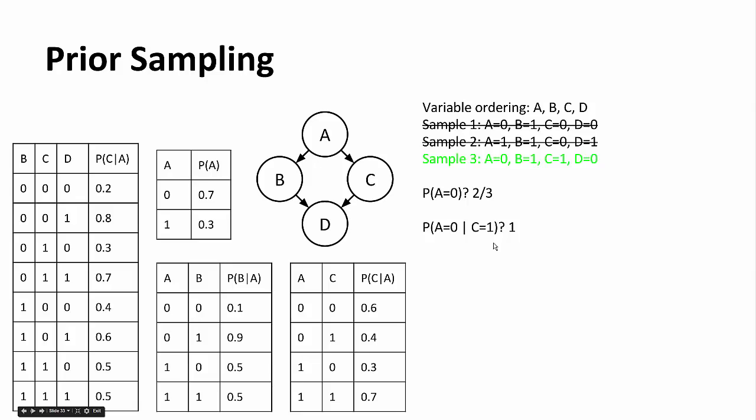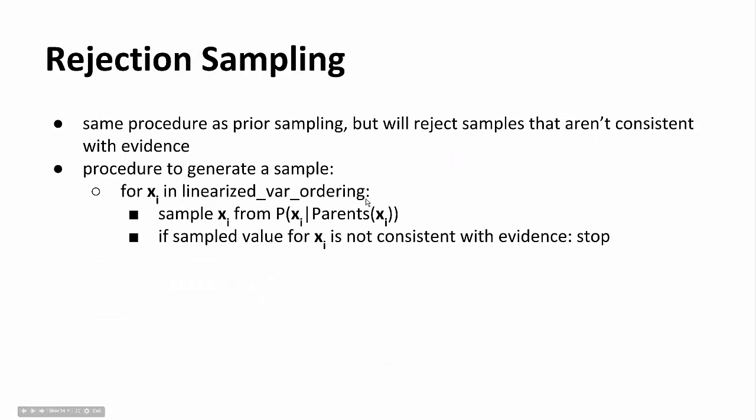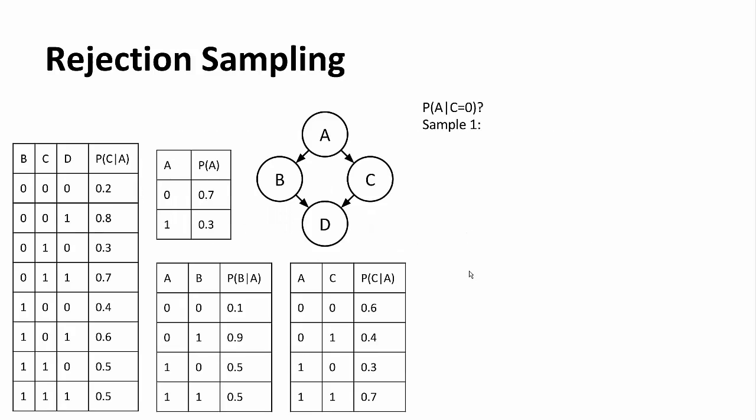So how do we save on work if we know that we have some set of evidence? One idea is to use rejection sampling. Rejection sampling is basically the same thing as prior sampling. You'll notice that the pseudocode is basically the same, except for this last line here. What this says is, if x sub i is an evidence variable, and the value that we sampled for x sub i is not consistent with the evidence, then we're just going to stop sampling, return, and discard that sample. We're going to reject it, basically. Let's take a look at what that looks like.